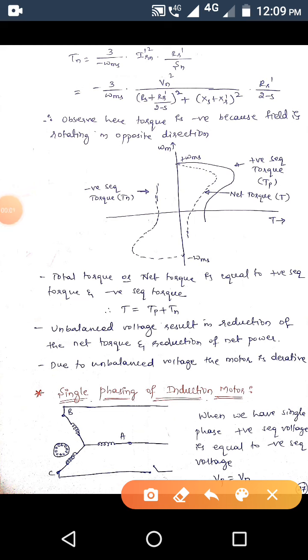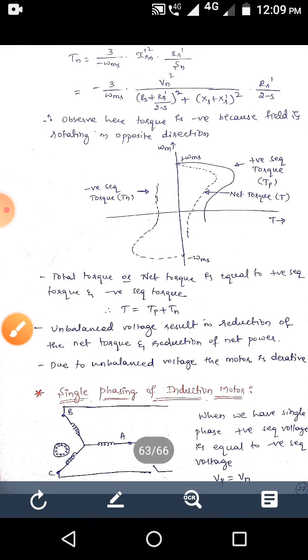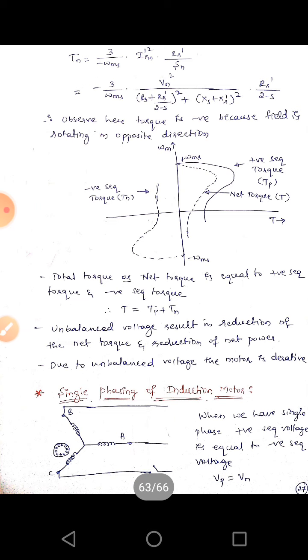Good afternoon to all. In the previous class, we discussed the operation of induction motor with unbalanced voltages, and how the negative sequence voltage, positive sequence voltage, as well as the zero sequence or cophasial sequence are going to vary with the induction motors. Today we'll move to the next topic, single phasing of induction motor.